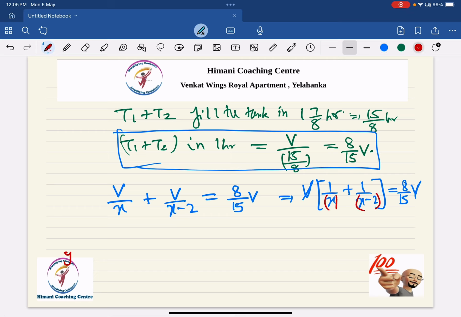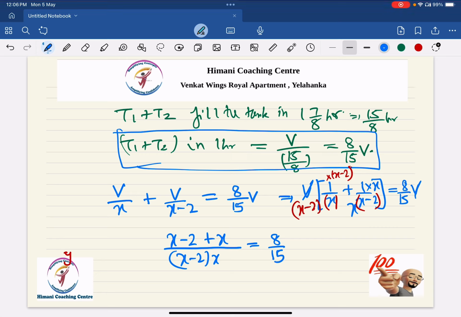Now X and X minus 2 are the two denominators. We have got unlike fractions, so we will have to do the LCM. So this fraction requires x minus 2 here, so we need to multiply the numerator also with x minus 2. The other fraction is having x minus 2, and requires to be multiplied with x. So we get x minus 2 plus x over x minus 2 times x, which is equal to 8 over 15.